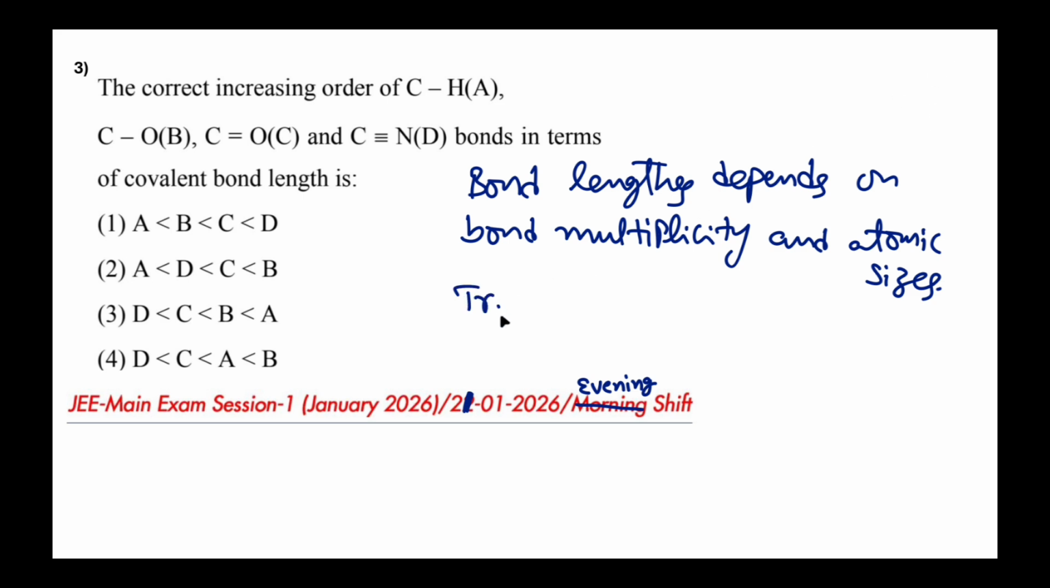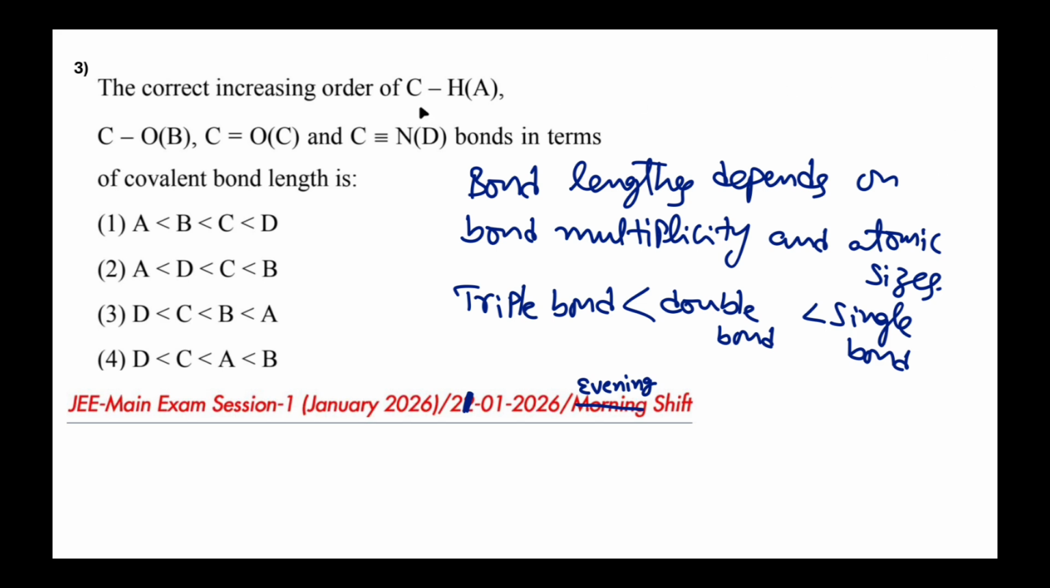Generally, a triple bond is shorter than a double bond, which is shorter than a single bond. So this is a purely NCERT based question. They have given bond length values also in NCERT.